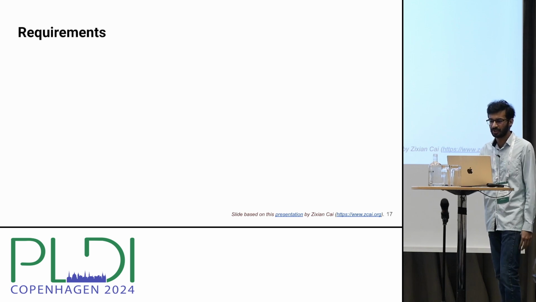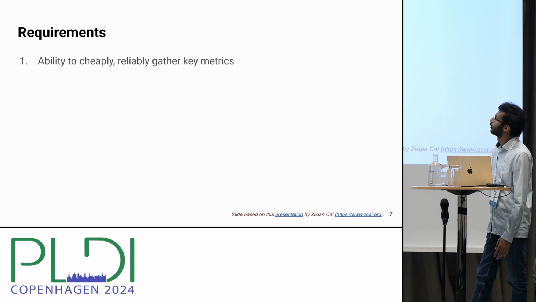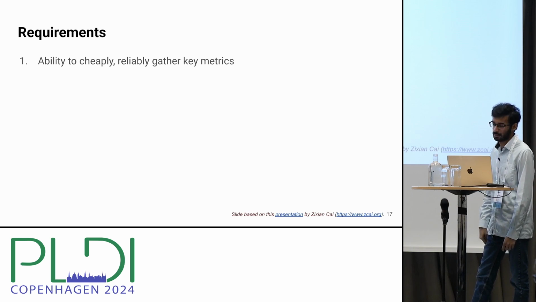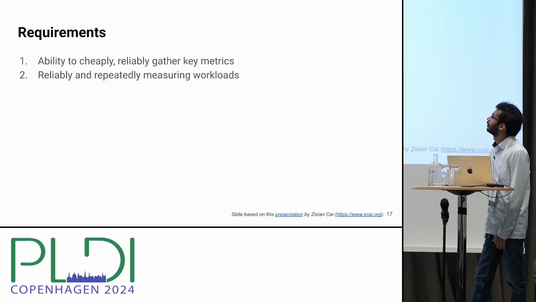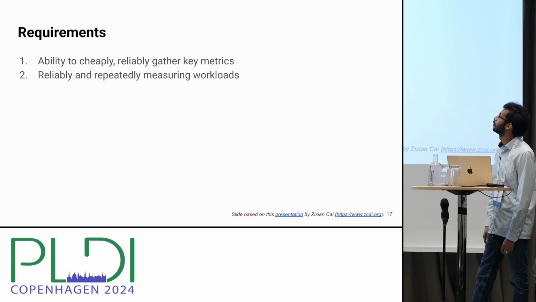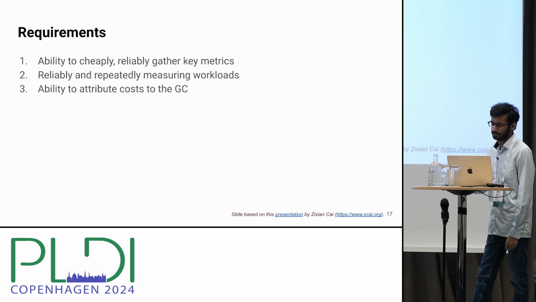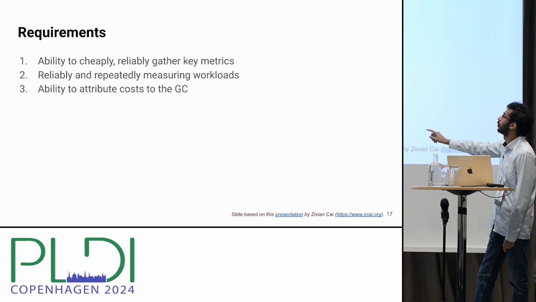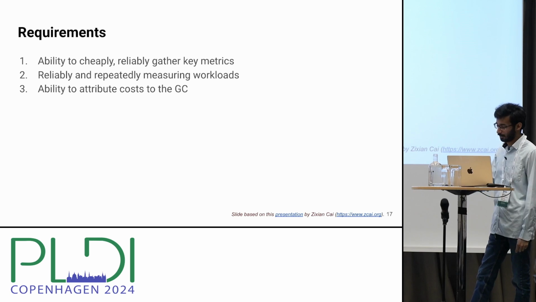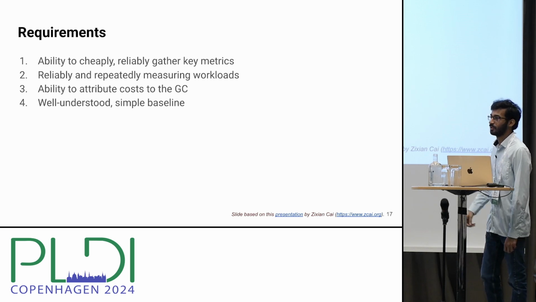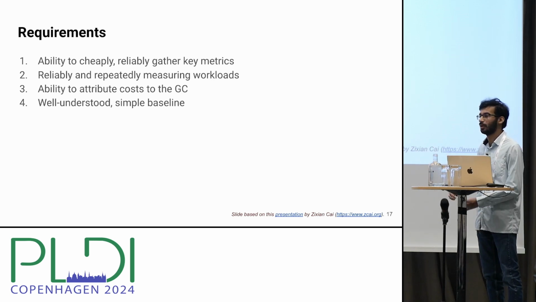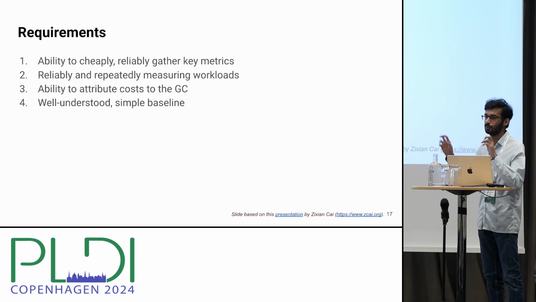Our solution has 4 key requirements. The first one is we want to have the ability to cheaply and reliably gather key metrics like GC time, CPU cycles, etc. We also want to have a way to reliably and repeatedly measure workloads in order to increase statistical significance of results. And we want to have the ability to attribute cost explicitly to the GC itself. And like I mentioned before, we want to have a well-understood and simple baseline, which minimizes overhead as it helps better approximate the quote-unquote ideal GC.